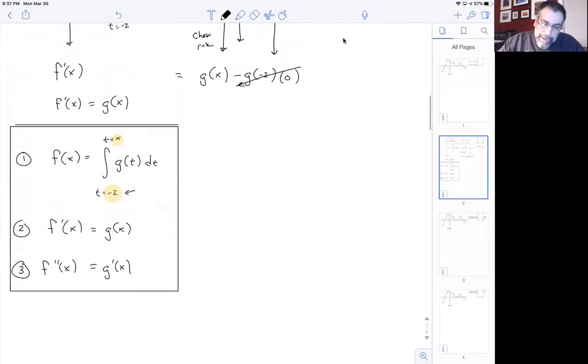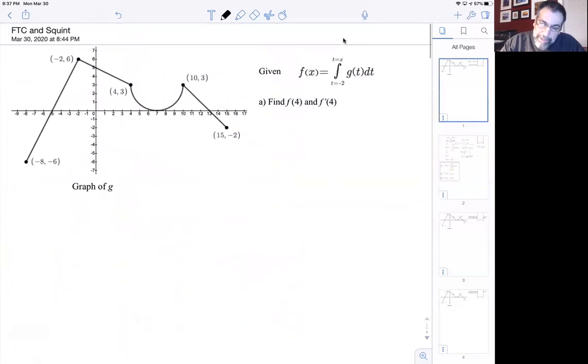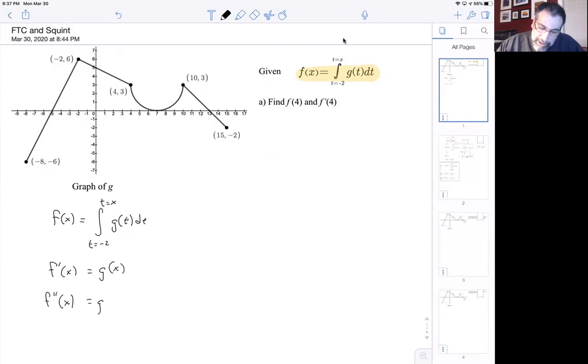So when we back up to the top and we see that we're starting with this very common expression, we can automatically say, since f of x is equal to the integral of g of t dt from t equals -2 to t equals x, because the bottom bound is a constant and the top bound is just x, that f prime of x is equal to g of x, and then f double prime of x is equal to g prime of x. These three statements are incredibly important to get out there at the very beginning of these types of problems. This is kind of the background information. Once we know this, we can go and try to answer this question.